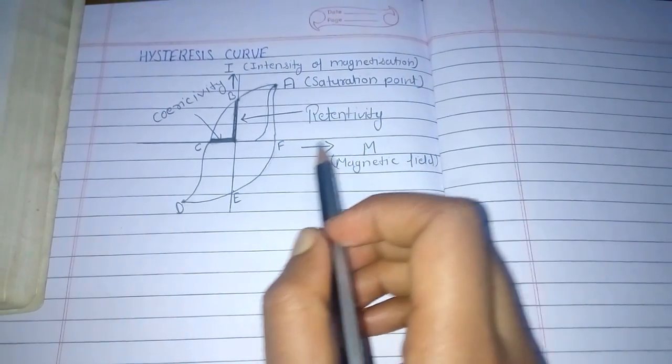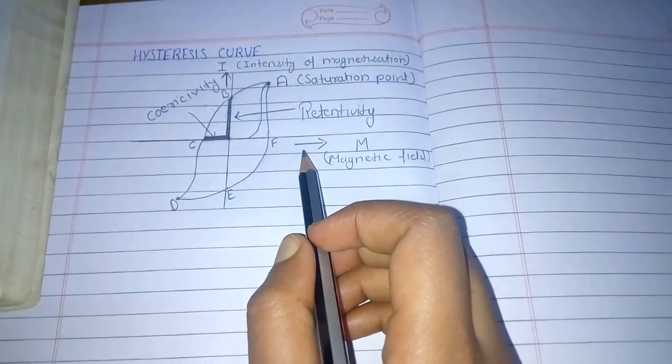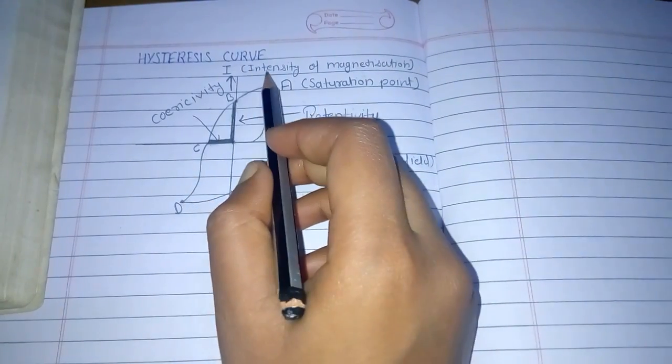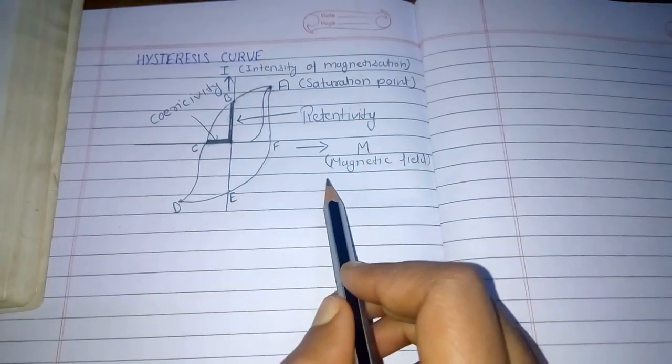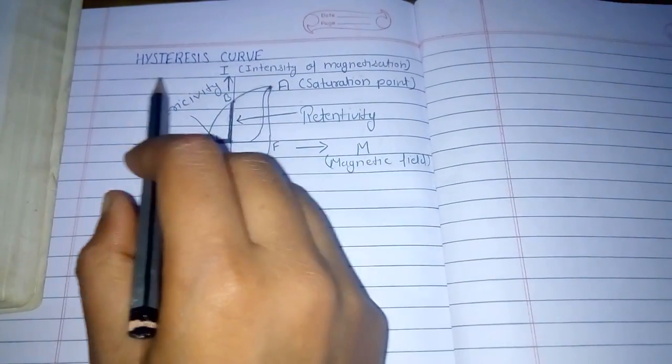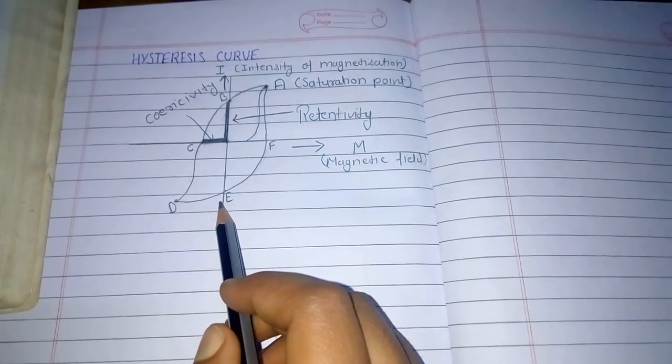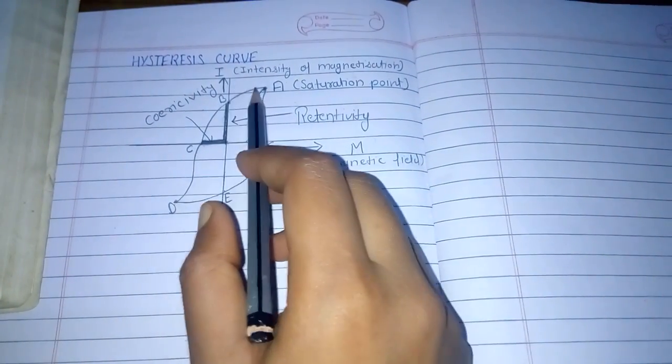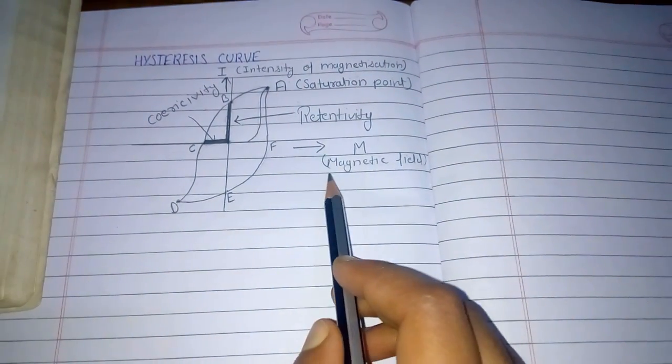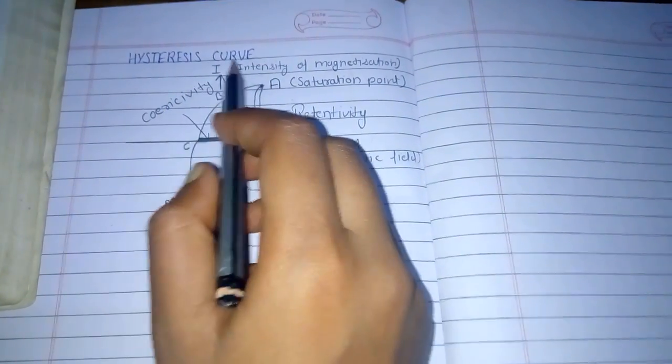When an unmagnetized material is placed in a magnetic field, the relation between the intensity of magnetization and the magnetic field is known as the hysteresis curve. In other words, we can say that the curve between intensity of magnetization and magnetic field is known as the hysteresis curve.